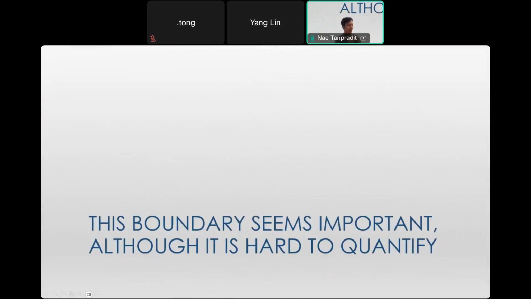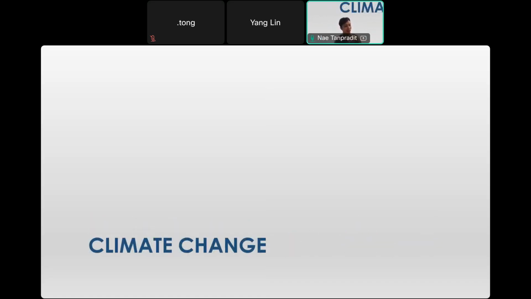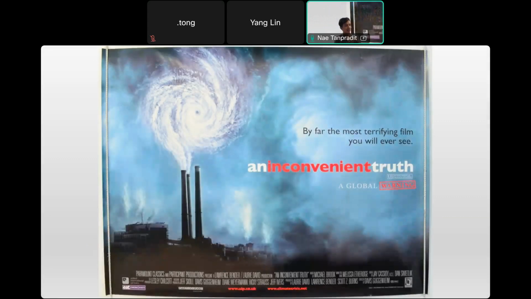This seems important and it's hard to quantify, because sometimes it's qualitative, but now the scientists try to quantify it. In 2023, about 2 years ago, they completed quantifying all of the boundaries, for climate change.